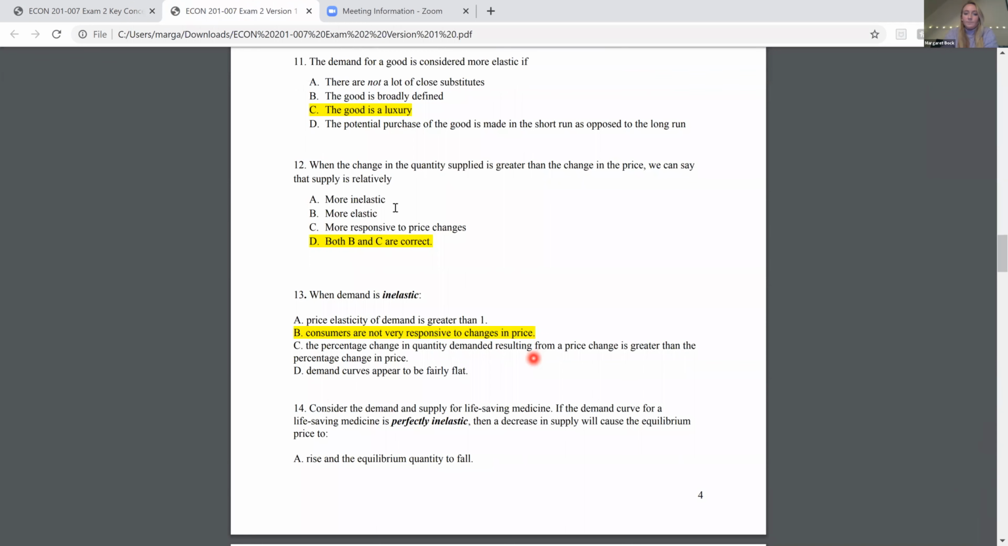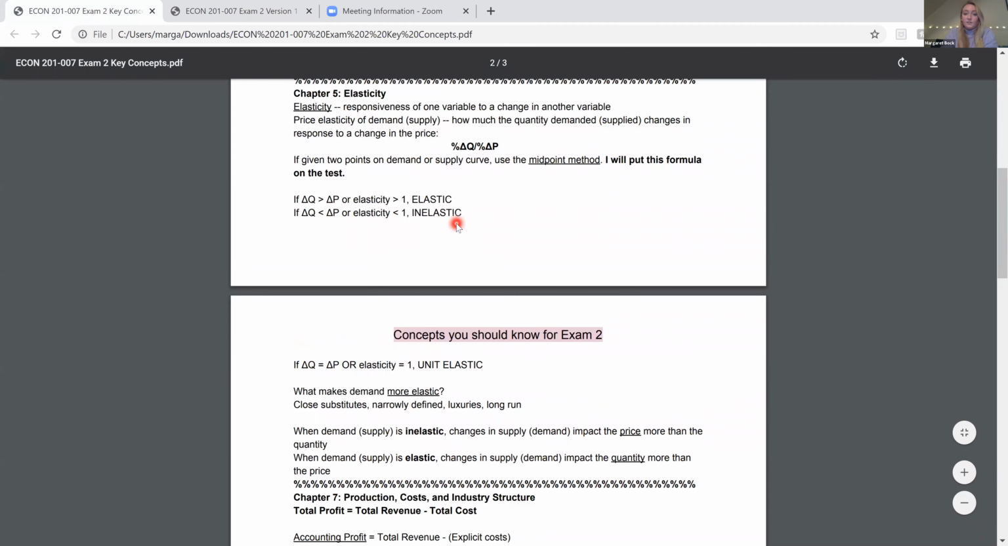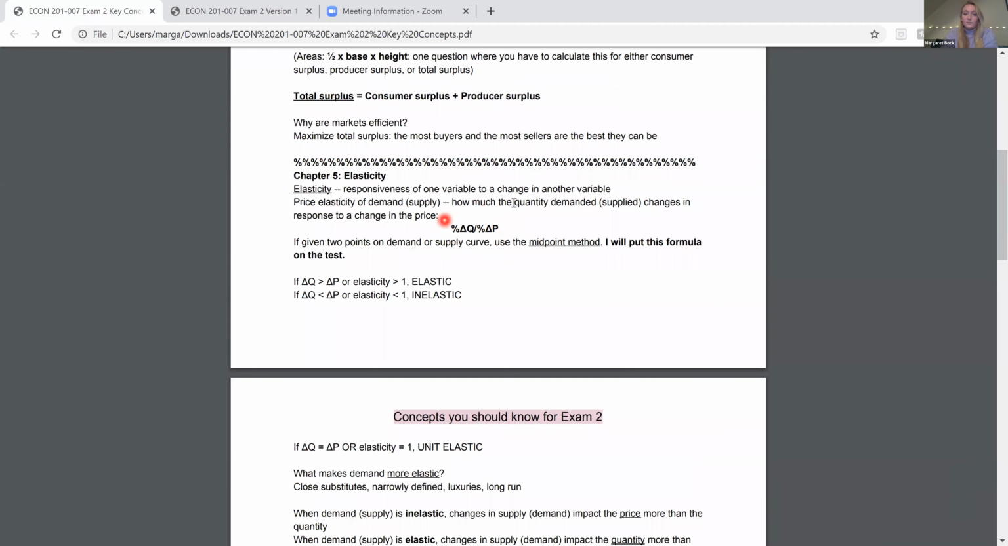Okay. When the change in the quantity supplied is greater than the change in the price, we can say that supply is relatively what? So if the change in the quantity is bigger than the change in the price, if we use this little ratio that we use to represent elasticity, the numerator is going to be bigger than the denominator. So this means that this elasticity ratio is going to be bigger than 1.